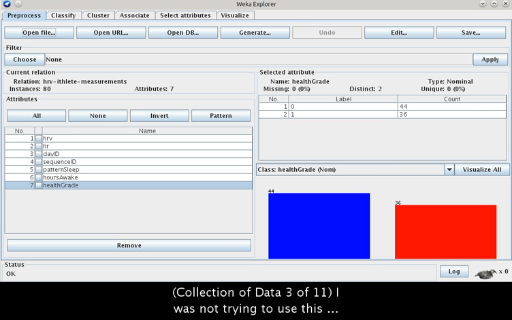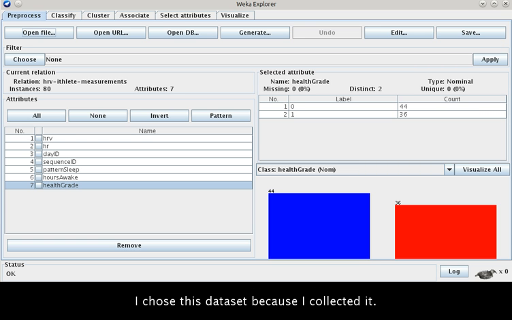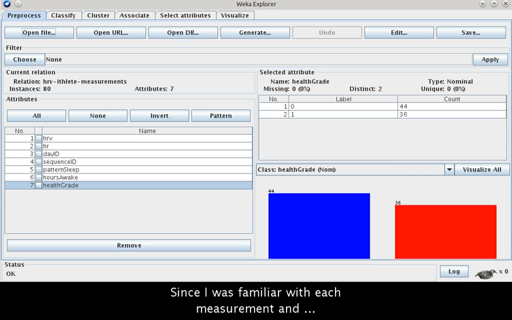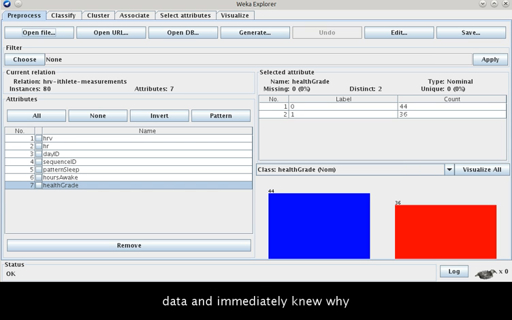I was not trying to use this dataset in Weka to discover useful knowledge. I chose this dataset because I collected it. I had already studied it from many angles, and since I was familiar with each measurement and metric, it helped my Weka learning curve. For example, a seemingly simple variable confused the J48 decision tree algorithm, but I knew the data and immediately knew why.